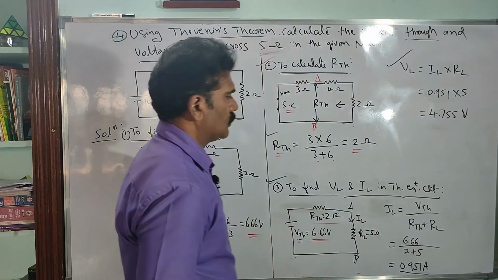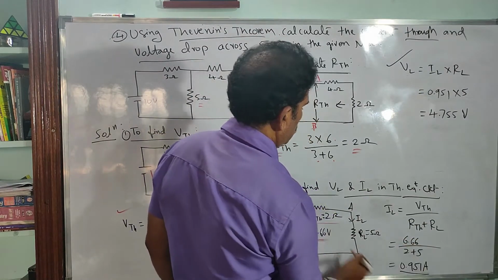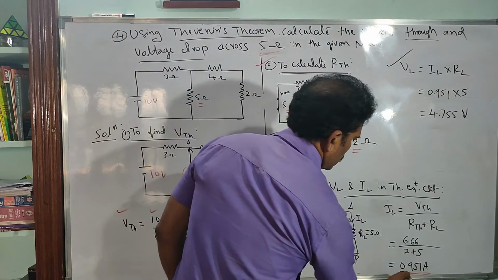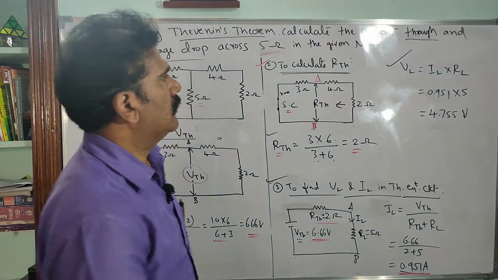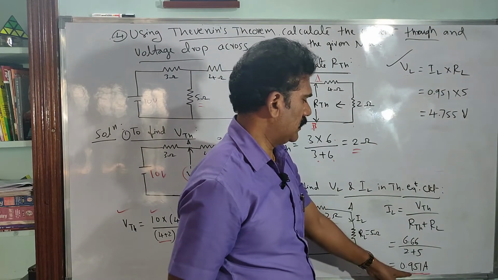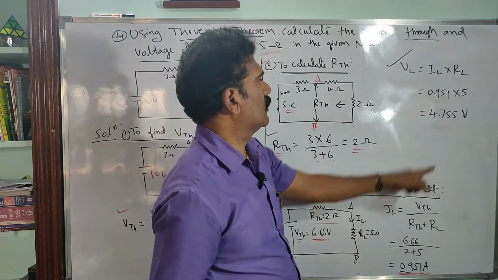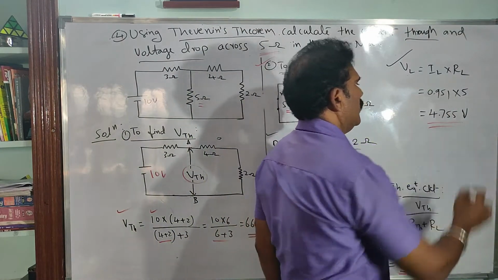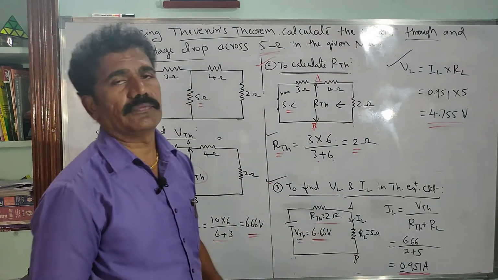Correct? So as usual, find 6.66 divided by 2 plus 5, which is equal to 0.951 amperes after calculation. You can check that value, and then calculate VL also. That is IL into RL: 0.951 into the load resistance, which is 5 ohms. Multiply and you will get 4.755 volts as the voltage drop across the given load, 5 ohms.